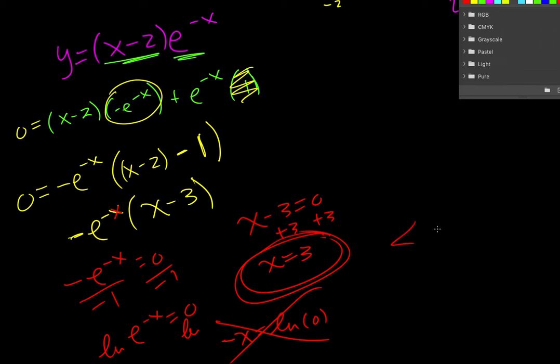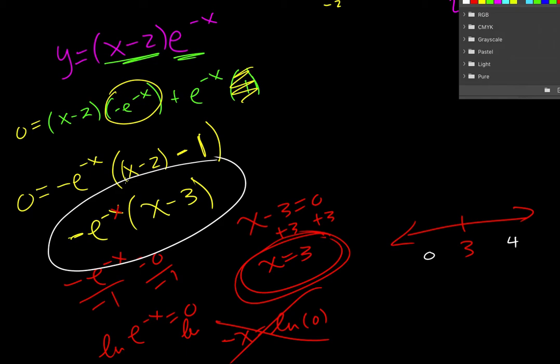And so we draw our sign diagram. At 3, we choose values on both sides. I'm going to choose 0 and 4. If we plug it in to our derivative, that will help us. If we plug in a 0 right here, we're going to get negative 0, which is just 0. E to the 0 is 1. 1 times a negative is going to be negative. Plug in a 0 here. We also get negative. Negative times negative is positive.